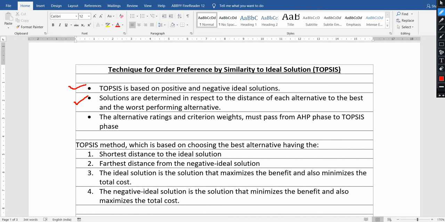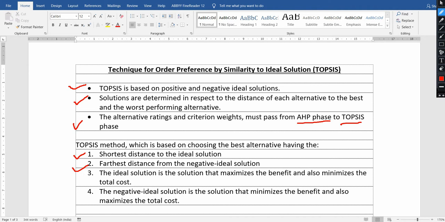The alternative ratings and criteria weights must pass from AHP phase to TOPSIS phase. That means you have to calculate weightages using AHP method. You have to do consistency check, and then afterwards you have to move towards TOPSIS. So what TOPSIS includes is the TOPSIS method, which is based on choosing the best alternative having the shortest distance to ideal solution, then farthest distance from negative ideal solution.